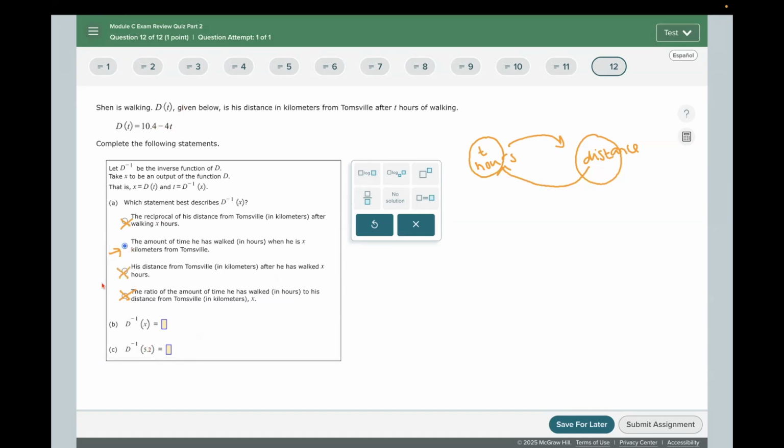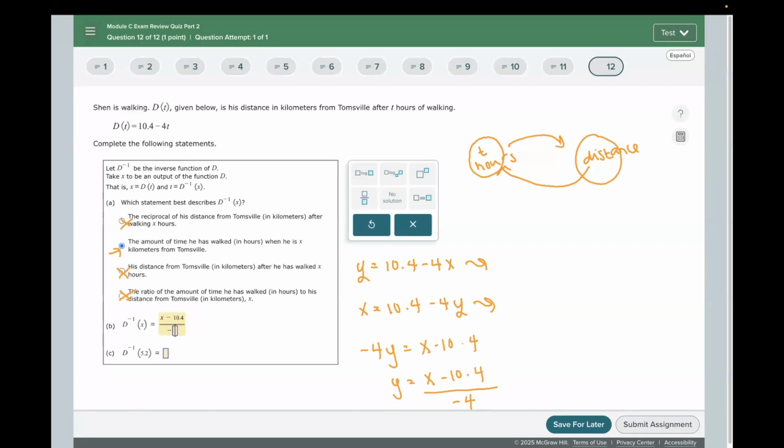Very good. Now they want us to compute the inverse. Well, remember, inverse is I swap x and y and solve. So our original function, I'm going to use y for d of t, and then put this as 10.4 minus 4x. And then I'm going to say, well, x equals 10.4 minus 4y and solve for y. So then negative 4y equals x minus 10.4. y equals x minus 10.4 over negative 4. So let's type that in for our inverse. x minus 10.4 divided by negative 4.